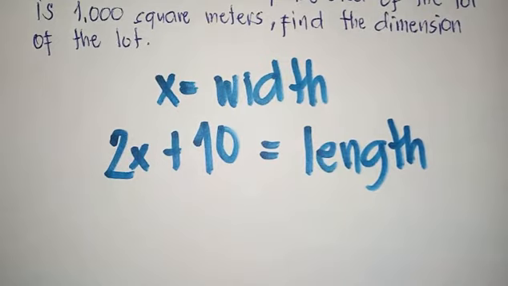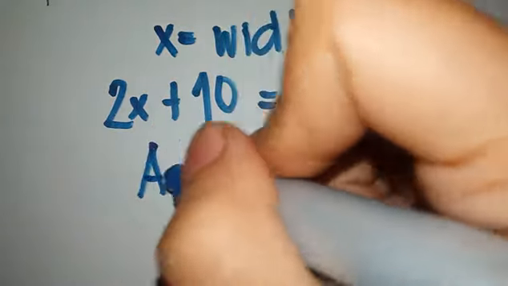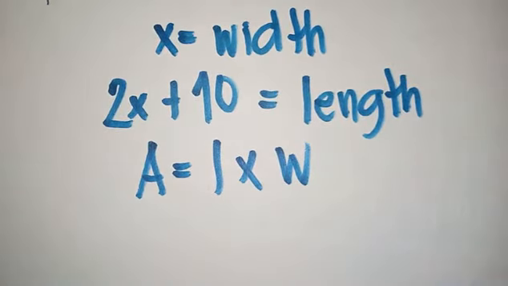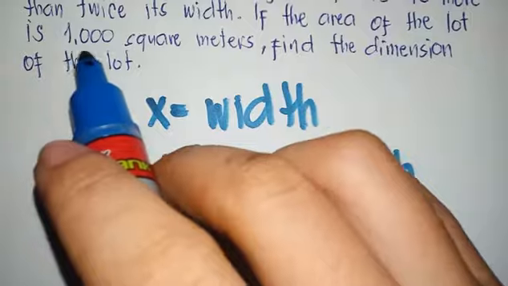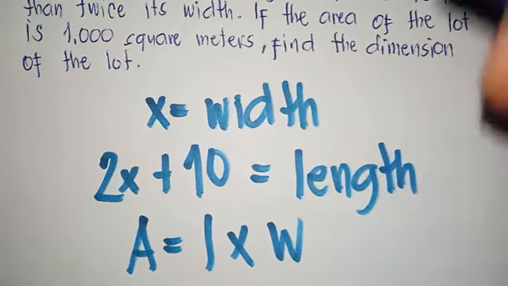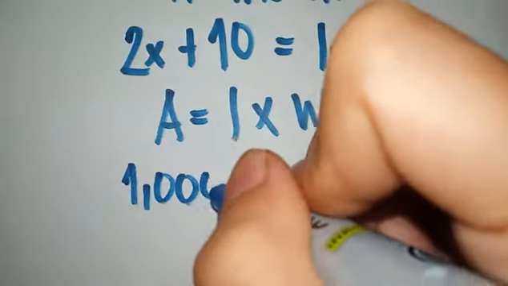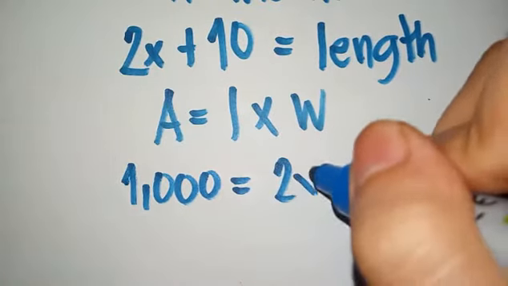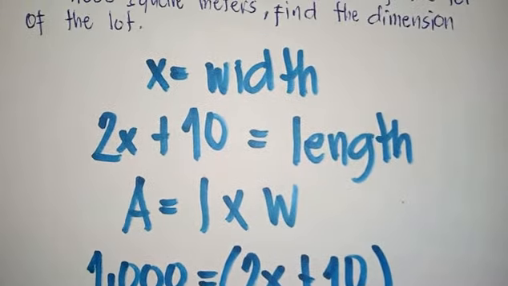So, yung ating magiging formula dito ay yung formula ng ating rectangle or yung area of a rectangle, which is we have A is equal to length times width. Okay, so ngayon pwede na natin siyang i-solve. So, yung area daw ng ating lot ay 1,000 square meters. So, ibig sabihin yung ating A dyan ay magiging 1,000 and we have yung length natin ay magiging 2x plus 10, then, i-multiply ngayon natin sa ating width na x.